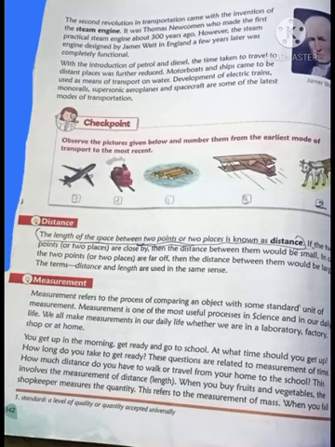You get up in the morning, get ready, and go to school. At what time should you get up? How long do you take to get ready? These questions are related to measurement of time. How much distance do you have to walk or travel from your home to the school? This involves the measurement of distance, length.